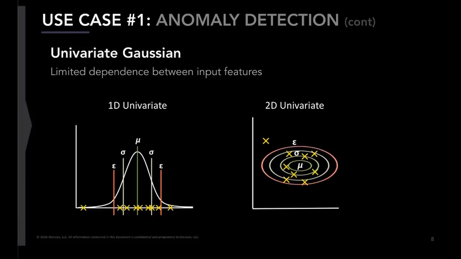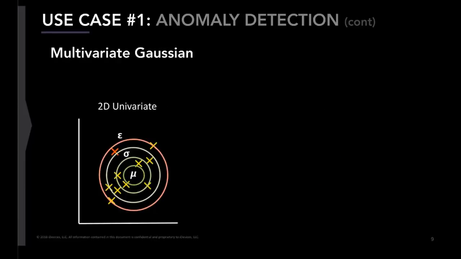You can even use 2 or more dimensions or parameters, each dimension maintaining their own mean and standard deviation and epsilon values, as shown in the diagram on the right. However, there are limitations with this approach, particularly in cases where there's a dependency between multiple dimensions. But now let's consider the following example.